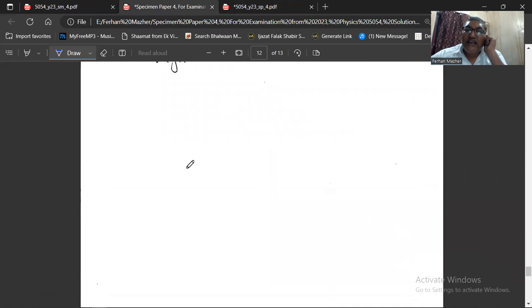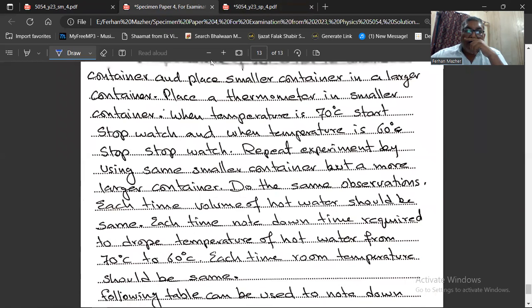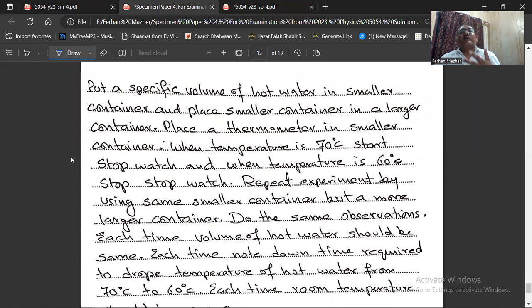First of all, let me read my answer. So here we go. Put a specific volume of hot water in a smaller container and place the smaller container in a larger container. Place a thermometer in the smaller container. For example, it will be 85 degrees centigrade hot water. When the temperature of the hot water becomes 70, start the stopwatch. When the temperature is 60 degrees centigrade, stop the stopwatch.